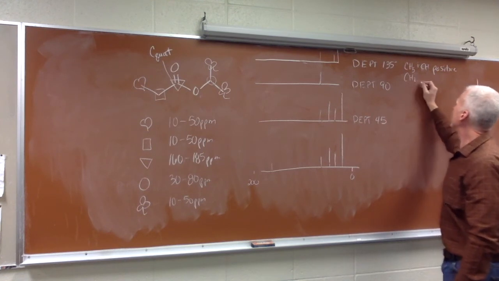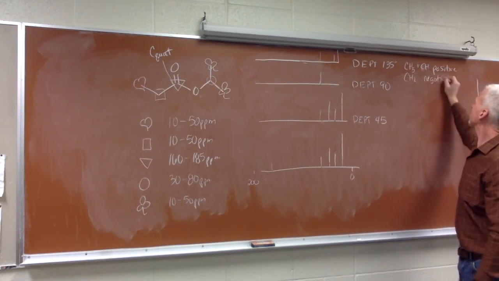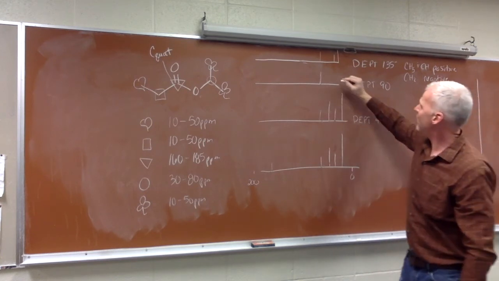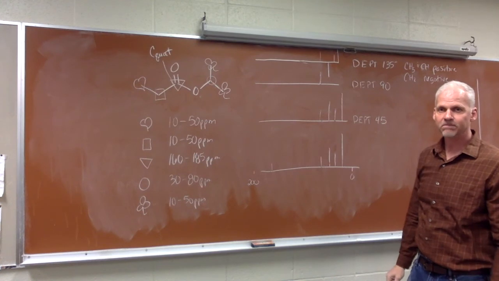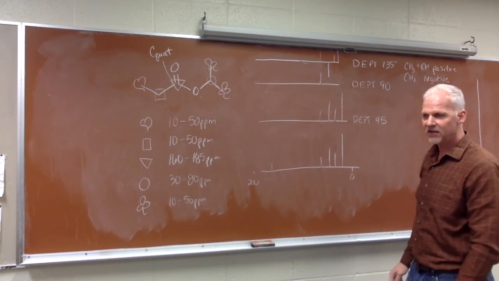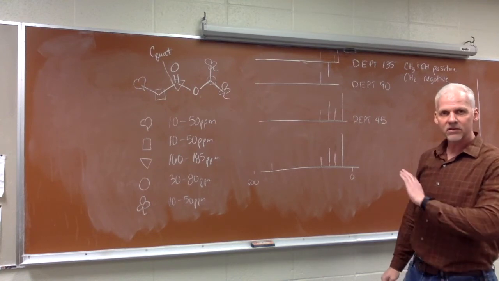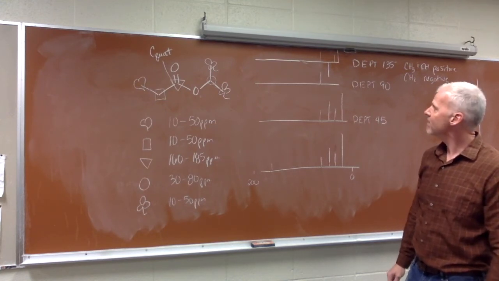CH2s in the DEPT 135 are negative signals. What that means is they point down from the axis of the spectrum. So if we have negative signals there, that would indicate that that carbon is a CH2. Quaternary carbons don't show up in the DEPT 135, or any of the DEPTs.